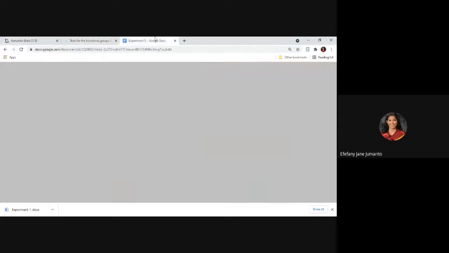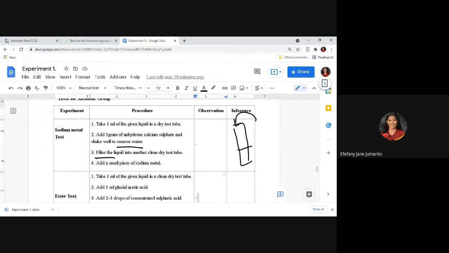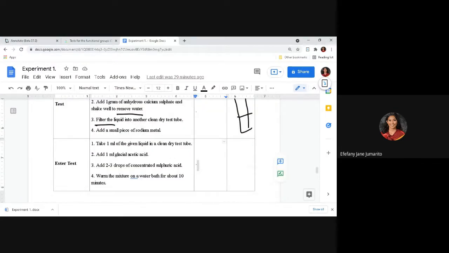Now let's go to the next activity. We have our ester test. For your ester test, we will take 1 ml of the given liquid. Then we add 1 ml of glacial acetic acid. Then add 2 to 3 drops of concentrated sulfuric acid.